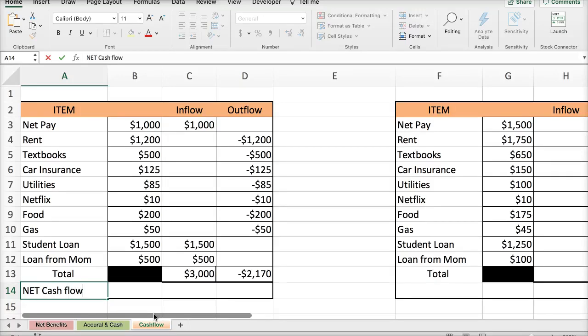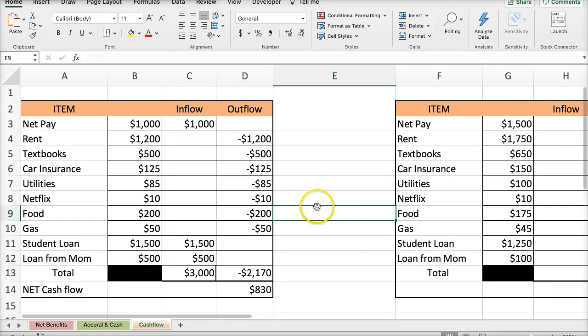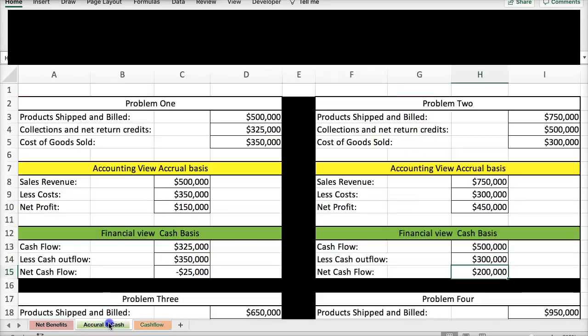So we can add, this is in the text, the net cash flow for this particular period, this month. We might want to say our cash inflow minus our cash outflow. In this case, we don't have a double negative here. We have a net cash inflow of 830. Okay, so I'll let you work on problem two over here. And that would be it for chapter one Excel.